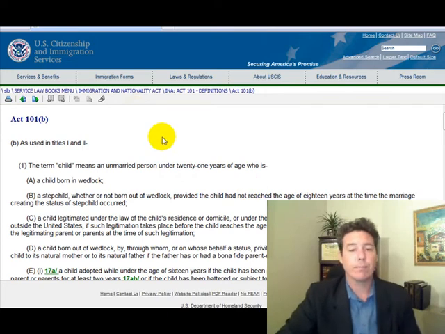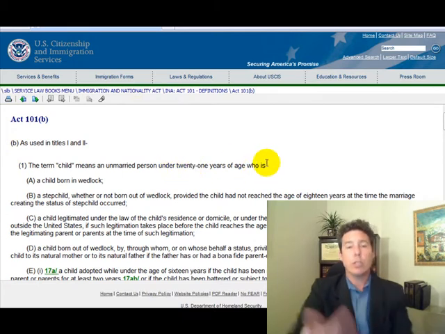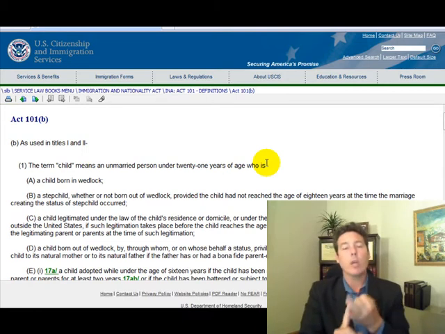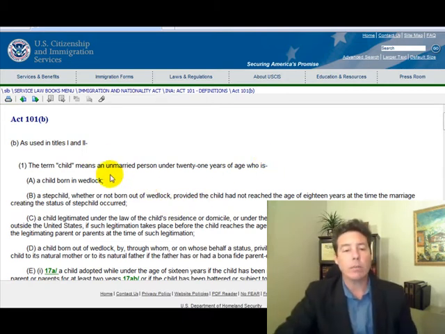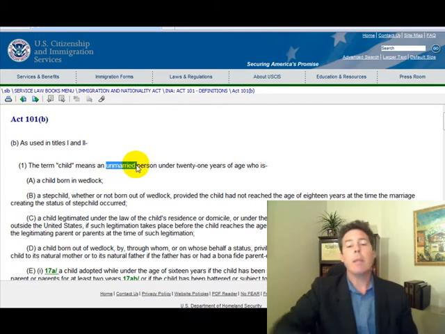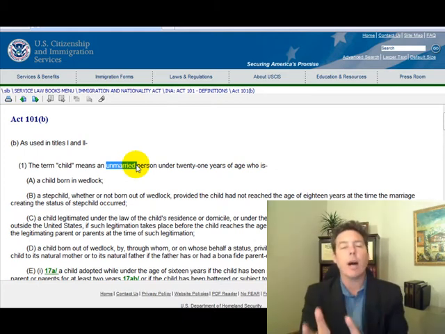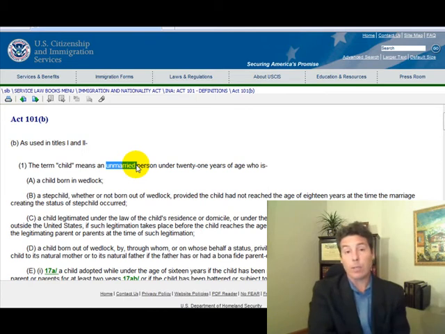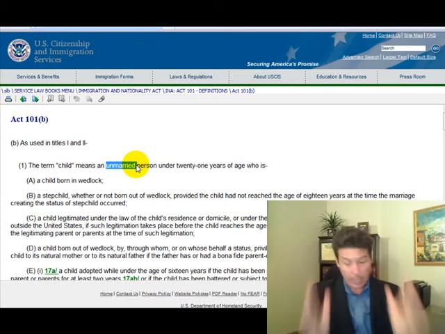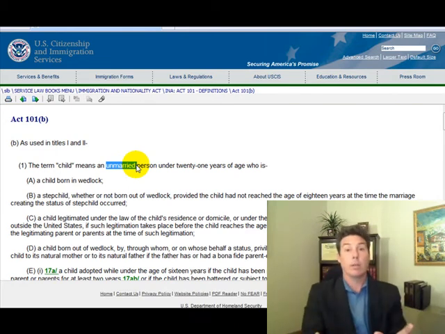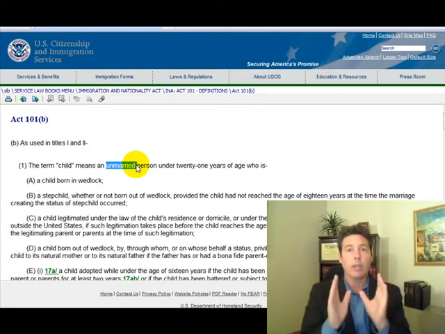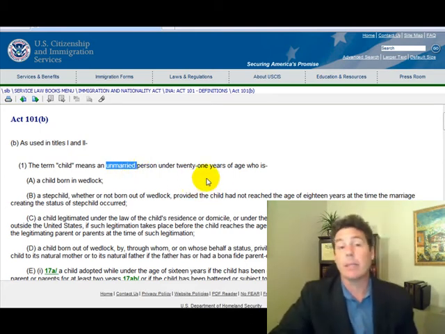So let's look at this. The term child means an unmarried person under 21 years of age. Okay, there's two issues right there. Unmarried and 21 years of age. Now the first thing, let's talk about unmarried. An unmarried person under 21 years of age. It means that at the time the petition is filed, that person's unmarried. So they may have been married before and then divorced. So at the time that they file the petition, at this moment, if they are unmarried, they are a child. So they could have been previously married, but as long as they're unmarried when the petition's being filed, it will be considered okay, because they will be considered to be a child.